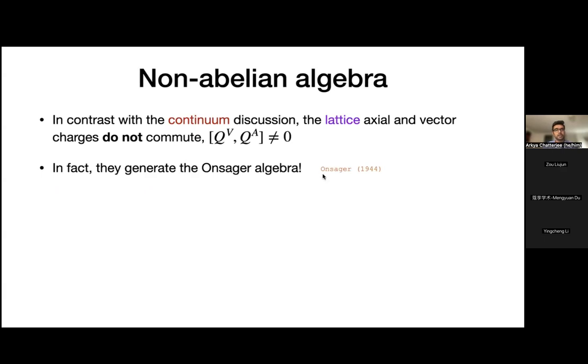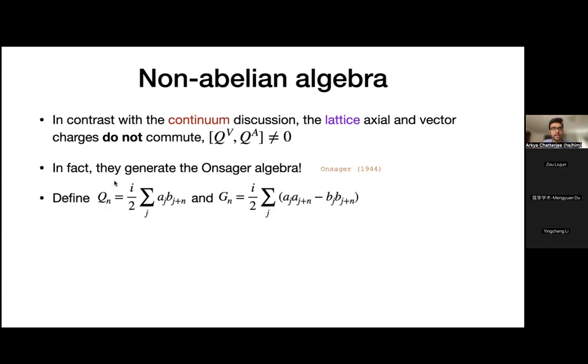So what is the full structure? In fact, we find that if you take repeated commutators of QV and QA, you actually generate something known as the Onsager algebra. This is an algebra that was discovered by Onsager in his 1944 paper solving the 2D classical Ising model. And there he had a slightly different presentation of the charges, but for our purposes, we'll define these generators, Q sub n and G sub n, which are indexed by integers.